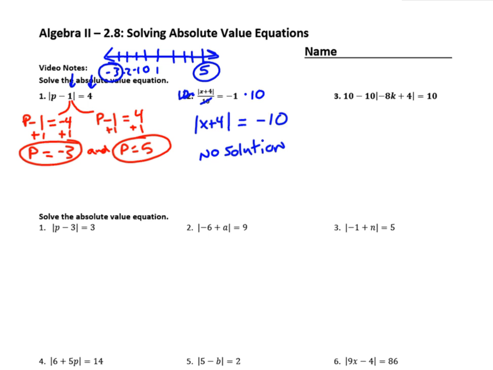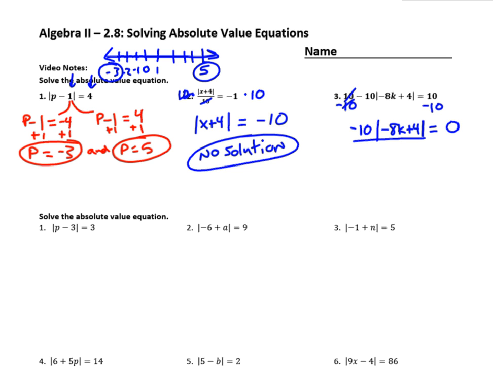So when I look at number 3 here, there's a lot of stuff around this absolute value. So I have to get rid of all of the stuff around here. So I want to start by subtracting 10. So I'm going to subtract 10 from both sides. These cancel out, and so then I get negative 10, absolute value of negative 8k plus 4, absolute value. 10 minus 10 is equal to 0. It's really important that we keep these things lined up. Do whatever I do to the left, the same thing as I do to the right.